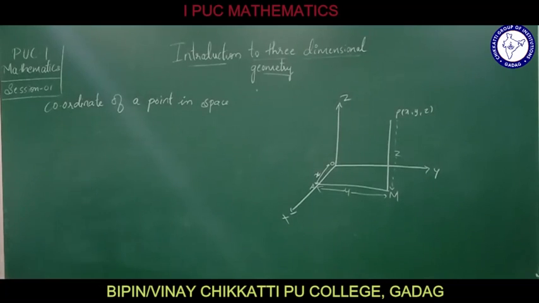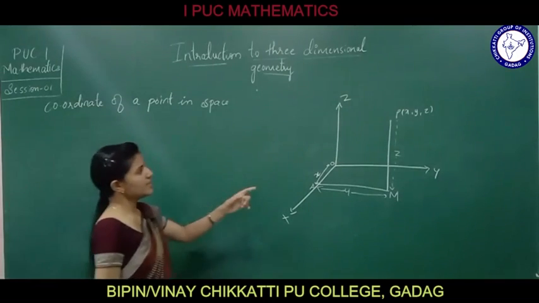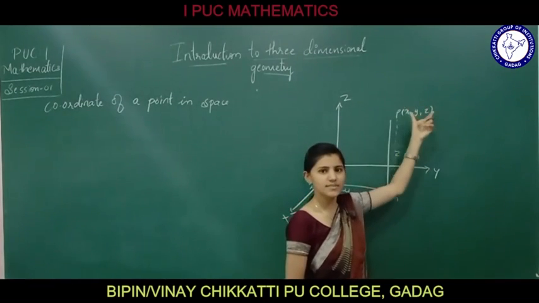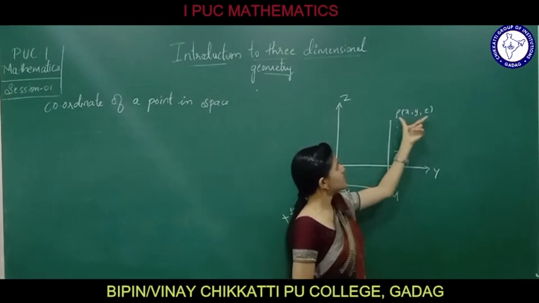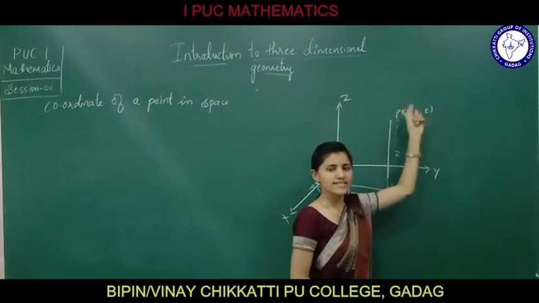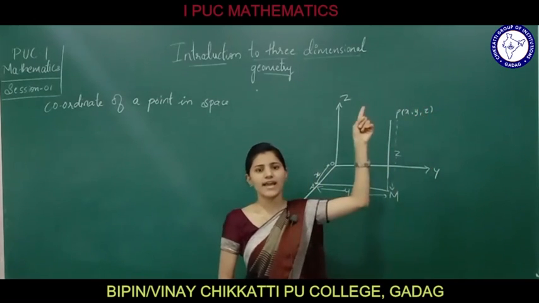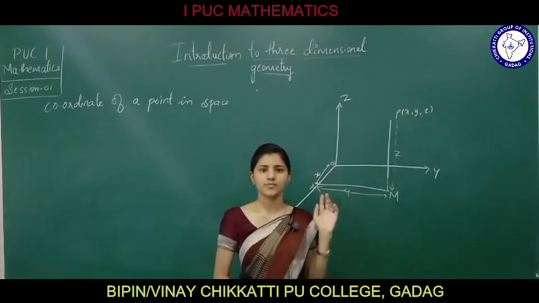Now the point P in space corresponds to an ordered triplet X, Y, Z of real numbers. This point P is a triplet; it consists of 3 numbers, and they are real numbers. P of X, Y, Z is an ordered triplet where X, Y and Z are real numbers.